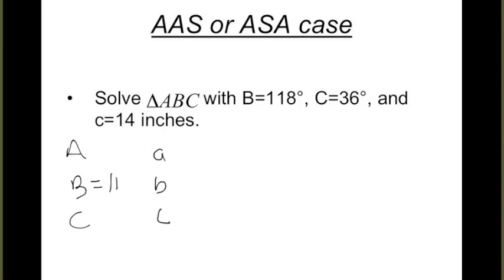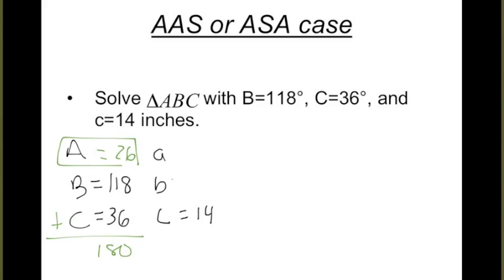So we know angle B is 118, angle C is 36, and side c is 14. When you know two angles, you can start by finding the third angle. We know the three angles of a triangle should add up to 180, so we can subtract out what we've used up so far to see how much we have left over for that missing angle. And we find angle A is 26.